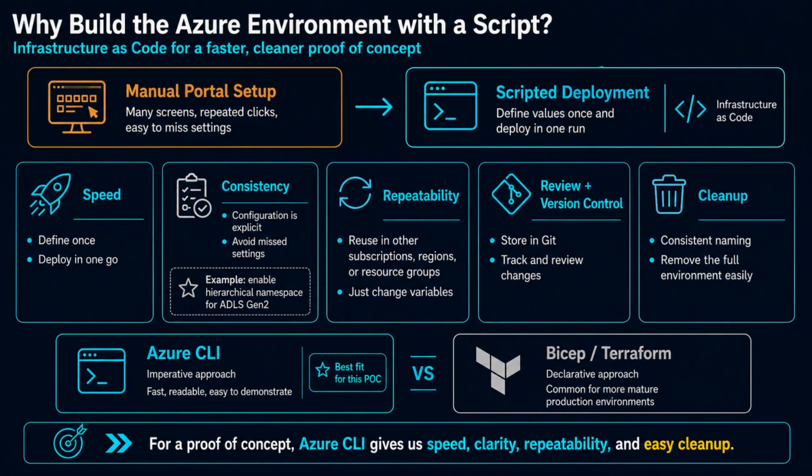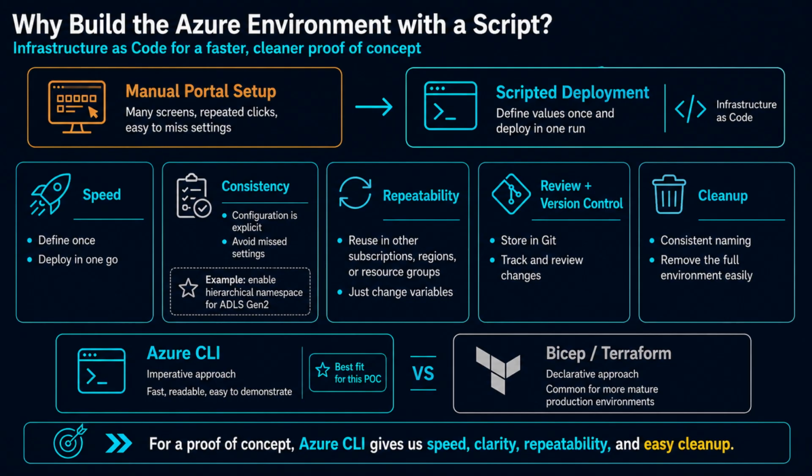We are going to create the Azure environment using a script rather than the portal. This is an example of infrastructure as code, and there are several practical reasons for doing this. The first reason is speed. Creating every resource manually through the Azure portal requires moving through multiple screens, selecting options, waiting for pages to load, and repeating similar information. With a script, we can define the important values once and run the deployment in one go. The second reason is consistency.